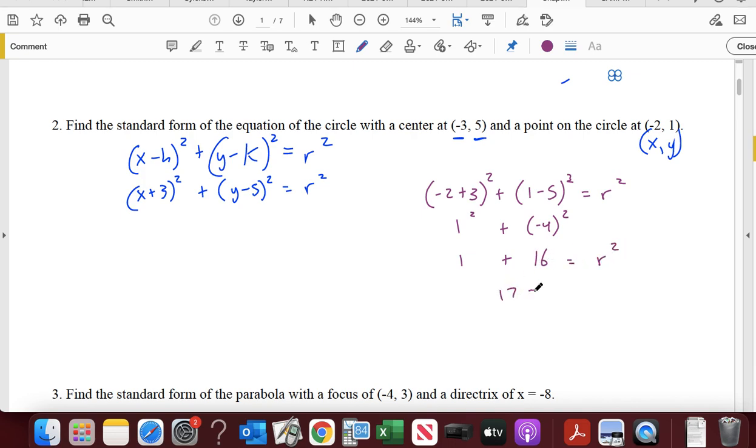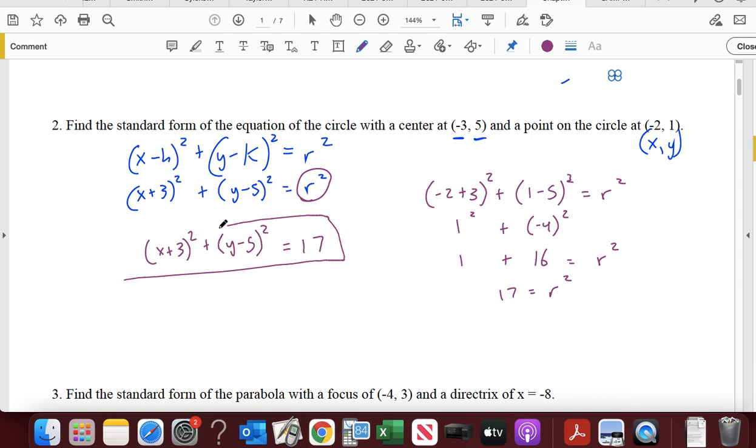So I get 17 equals r squared. Now, of course, I could solve for r. It didn't ask for me to find that. All I need is the standard equation. Well, now I know r squared is 17. I can just say, all right, (x + 3)² + (y − 5)² = 17. And there we go. That gives us our standard form of the equation of the circle.